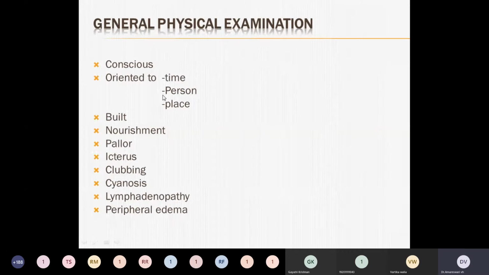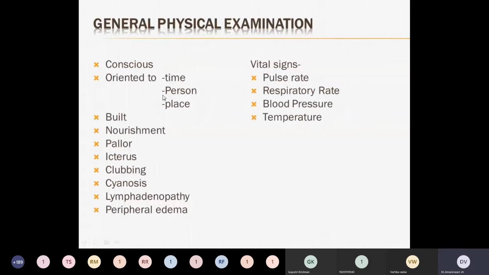And then record the vital signs. Under vital signs, you will be checking pulse rate, respiratory rate, blood pressure and temperature. So this is a simple general physical examination and it has to be done before going to the proper examination per se.